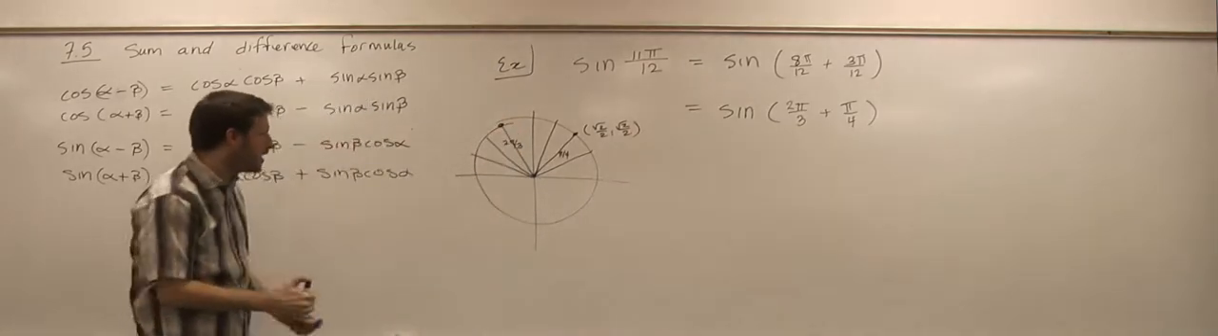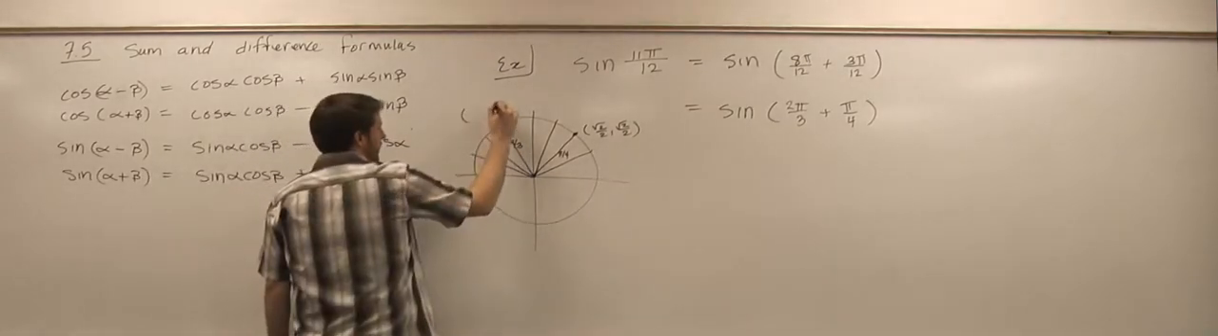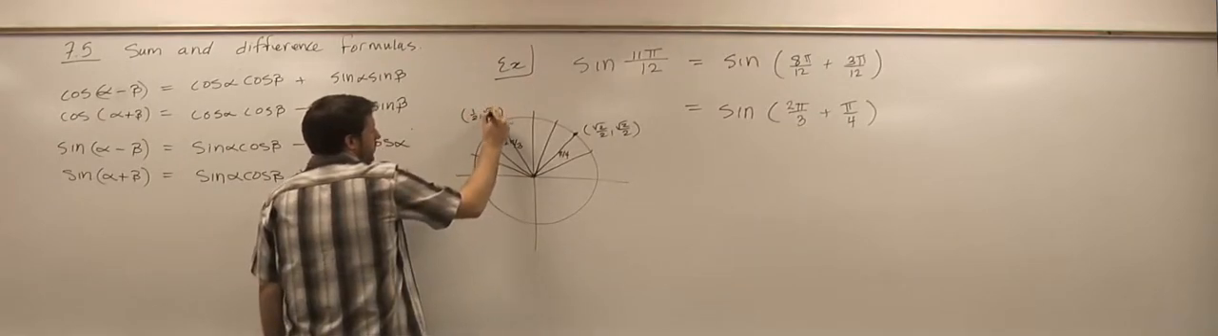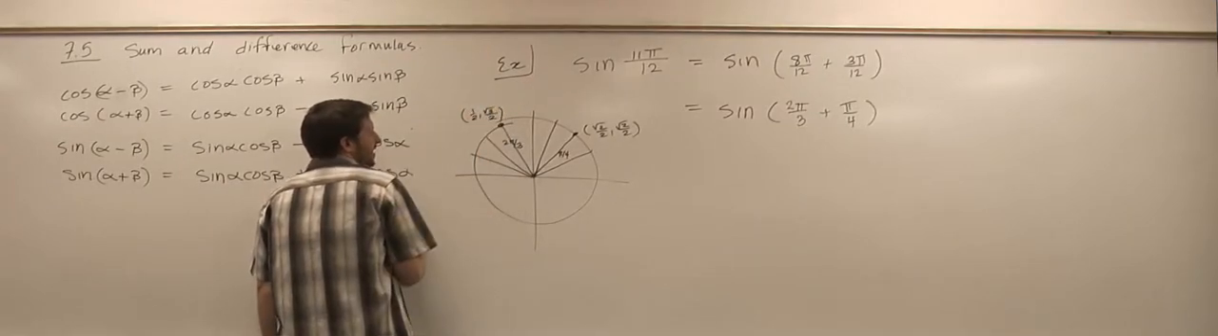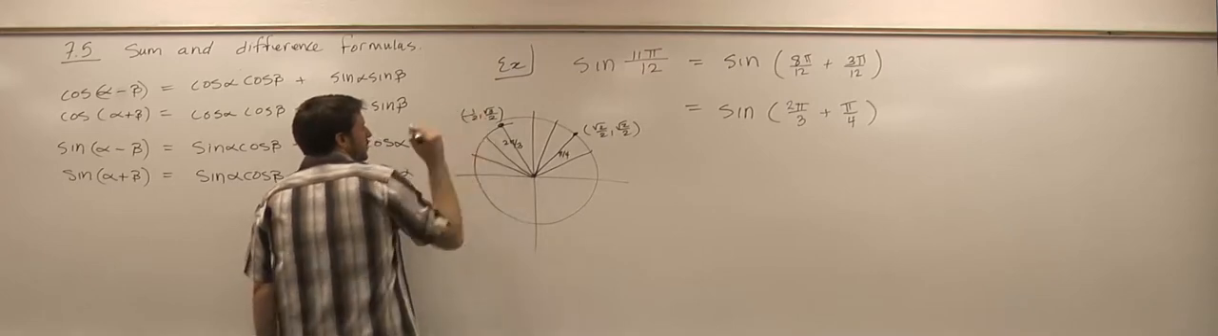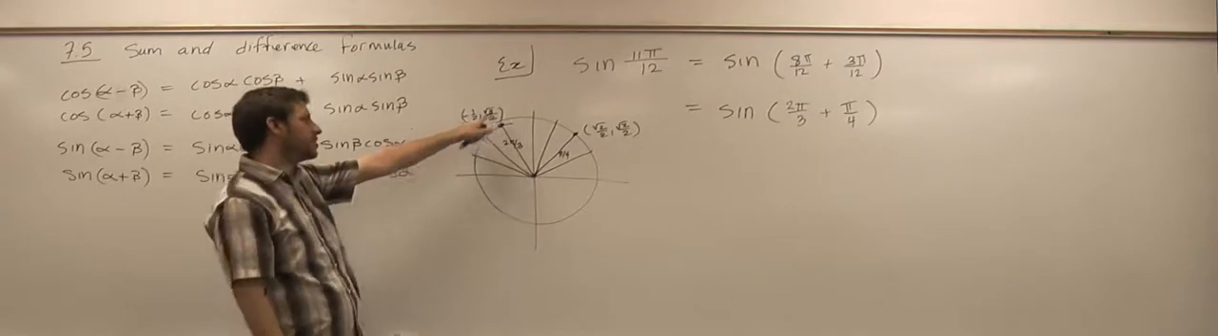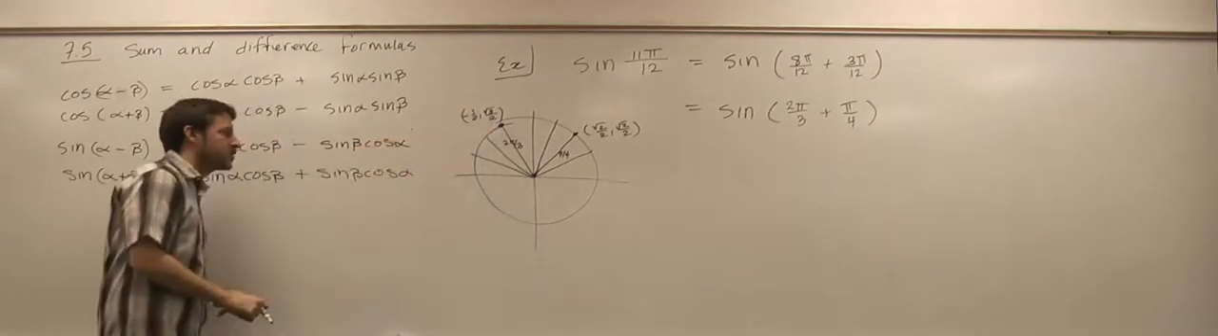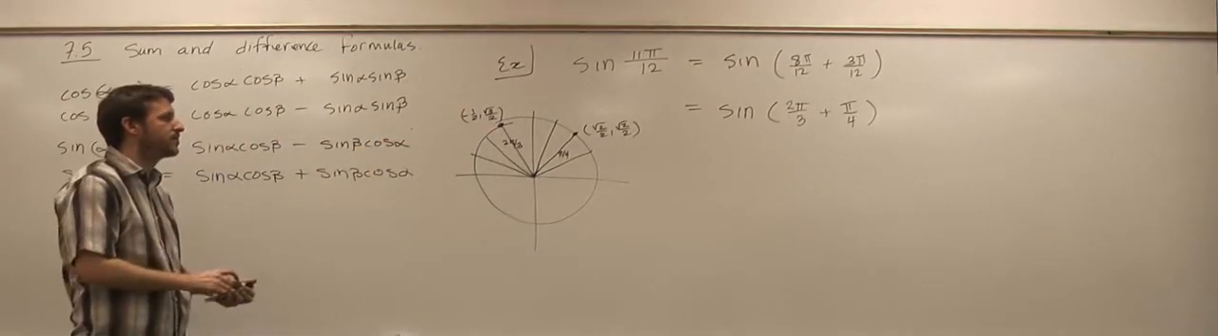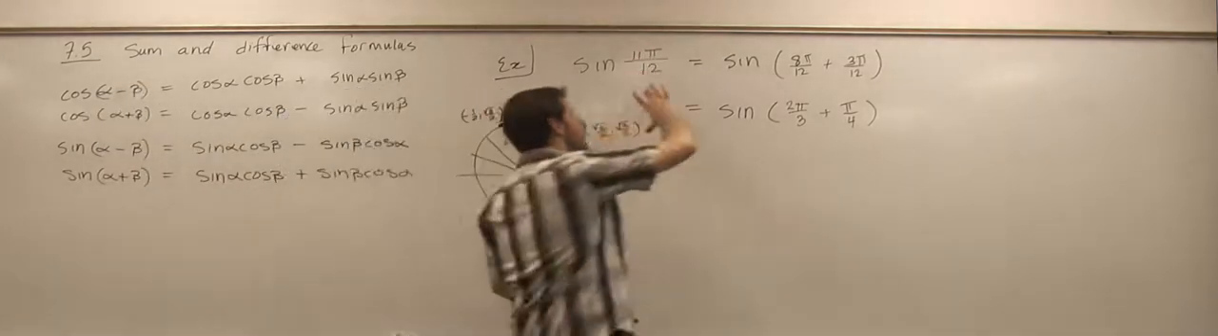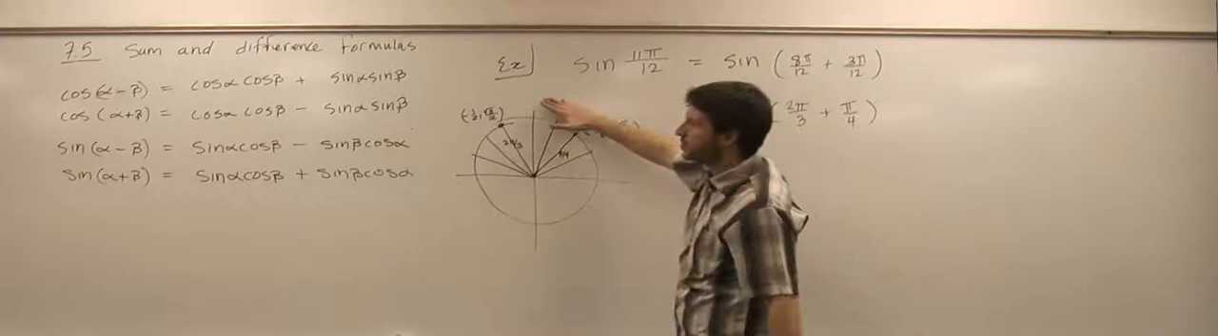2 pi over 3. What do you think here? 1/2 comma root 3 over 2. Missing a sign, I think. Cosine's negative, so negative 1/2. So this is your unit circle XY value for 2 pi over 3. So when we break this down, first we apply the formula, then we go to our unit circle.